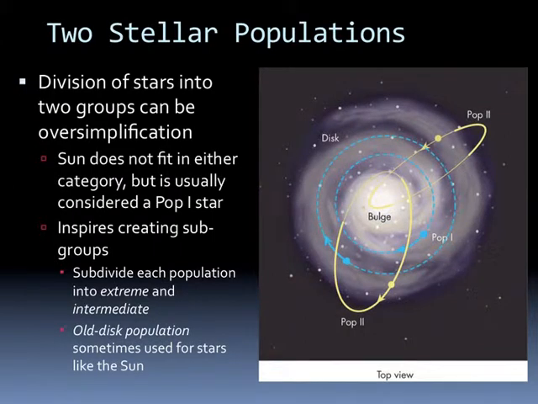Now, division of stars into just 2 groups can be an oversimplification. Actually, the Sun doesn't really fit into either category, but it's typically thought of as a population 1 star. So that inspires creating subgroups. Subdivide each population into extreme and intermediate, or oldest population, sometimes used for stars like the Sun.